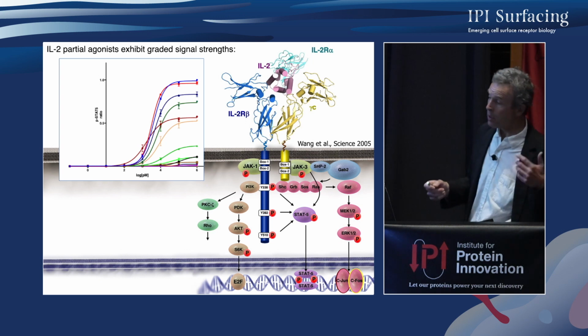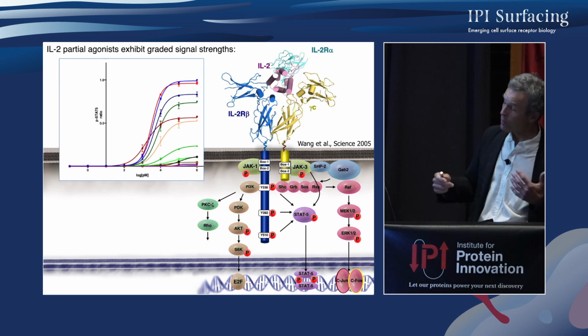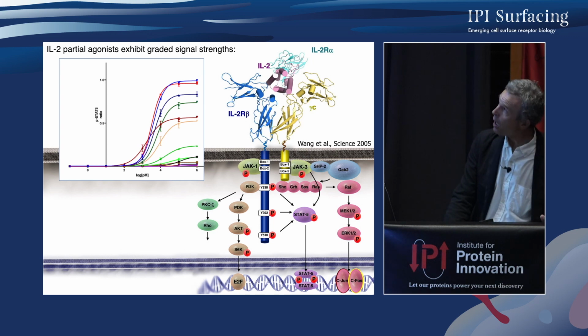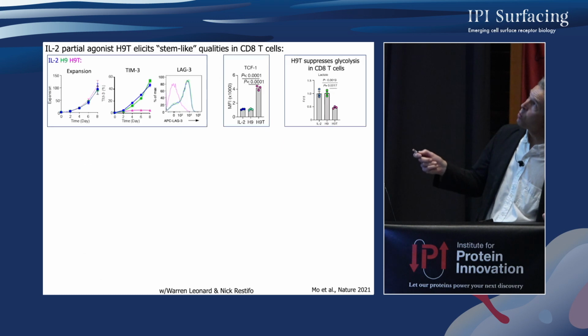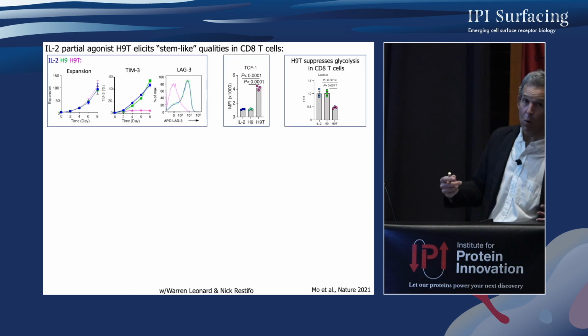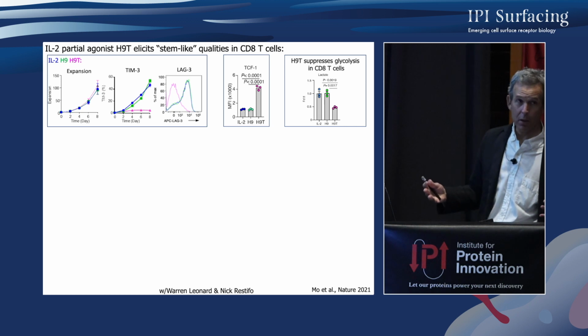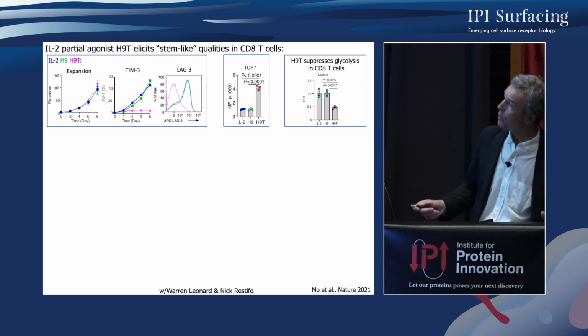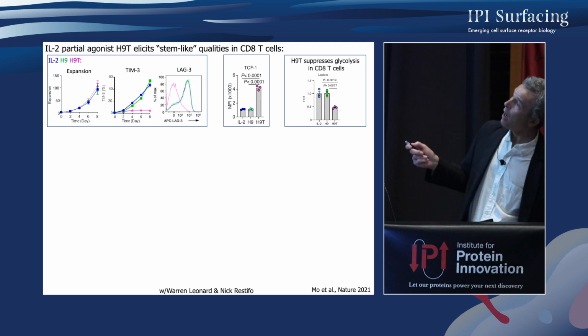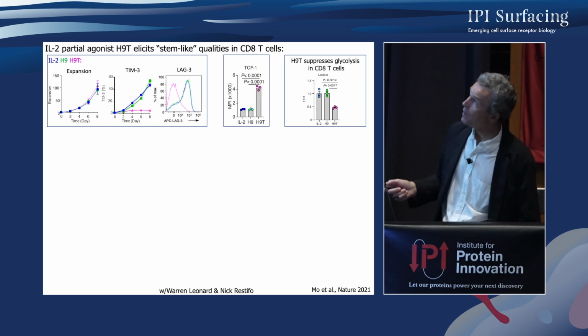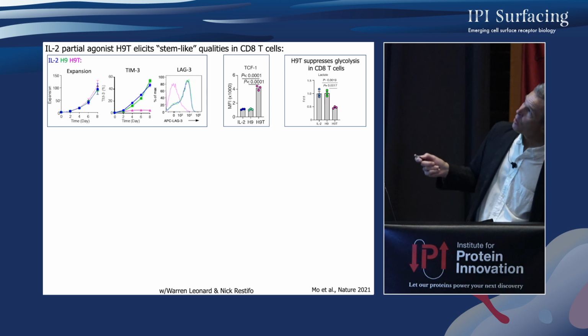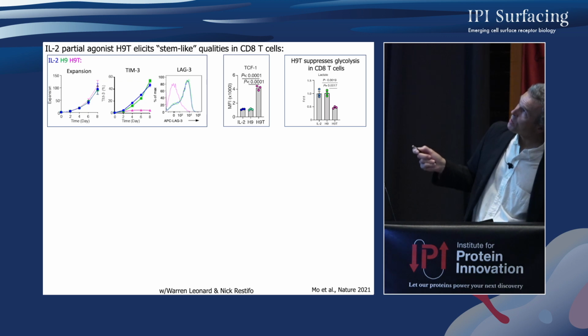And so what we did in the lab, and several people were part of this, I'm summarizing a lot of work, Caleb was part of this, we systematically profiled each one of these partial agonists in mice compared to wild-type IL-2 and asked, do they do anything different? One of them we call H9T, we worked with Warren Leonard and Nick Restifo. This is now looking at T-cell expansion by IL-2, and H9T is the mutant. They expand just as well as IL-2, but it doesn't upregulate these exhaustion receptors.